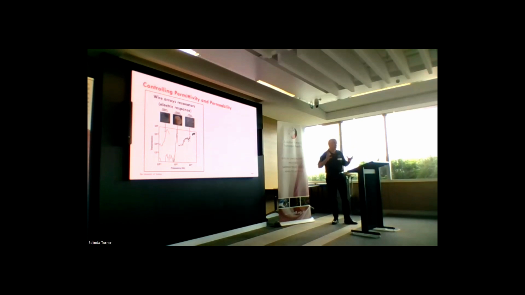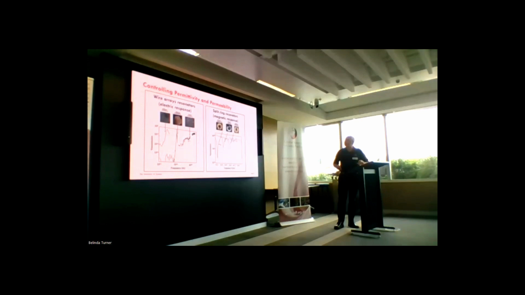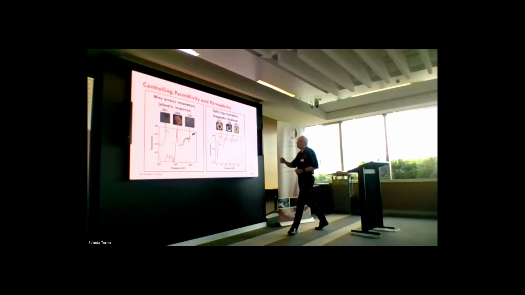Permeability is interesting. This is what governs the magnetic properties, and nature isn't very kind to us with natural materials. Pretty much every optical material has got a permeability of about 1. So it would be good to be able to tune that.